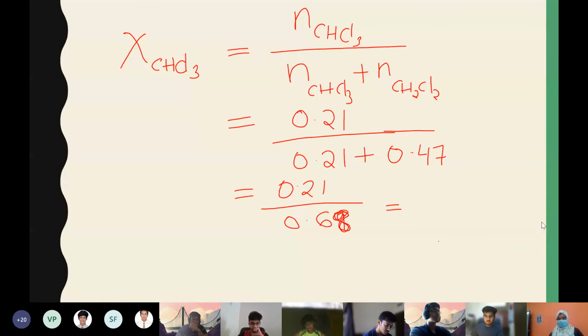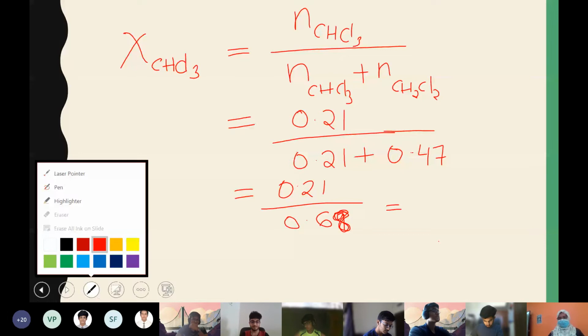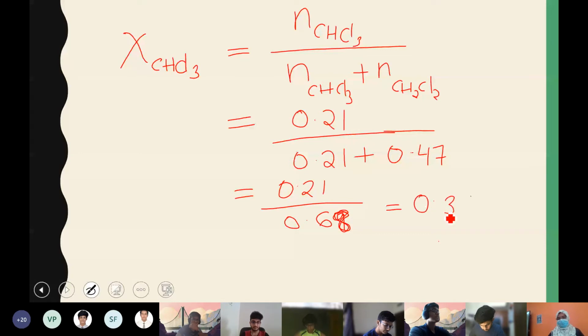30. Okay. Take the exact value actually. Don't go for rounding. Is it coming as 0.30 correctly? No, ma'am, it comes 0.308. I did till there.